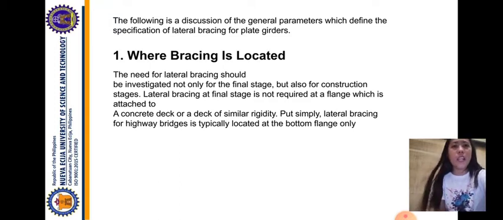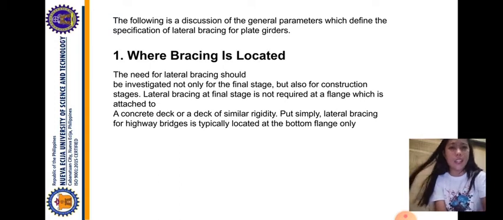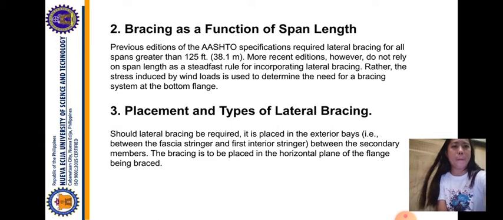The need for lateral bracing should be investigated not only for the final stage but also for construction stages. Lateral bracing at final stage is not required at a flange which is attached to a concrete deck or a deck of similar rigidity. Put simply, lateral bracing for highway bridges is typically located at the bottom flange only.